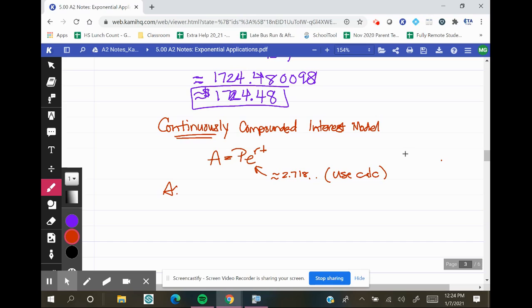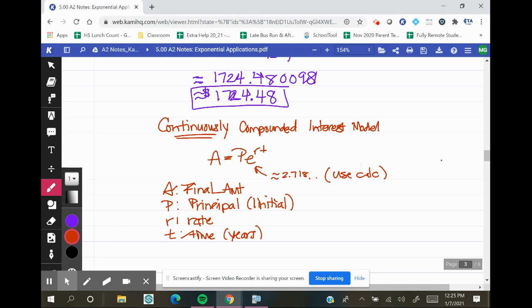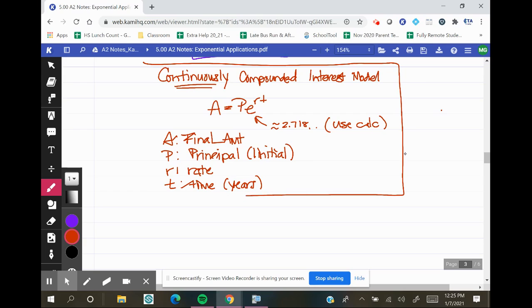Okay, so A is your final amount or your ending amount. P is your initial amount or your principal invested. And e is your number in your calculator. r is your rate. Again, write it as a decimal, and t is time or your number of years. Okay, so this one also needs to be memorized.